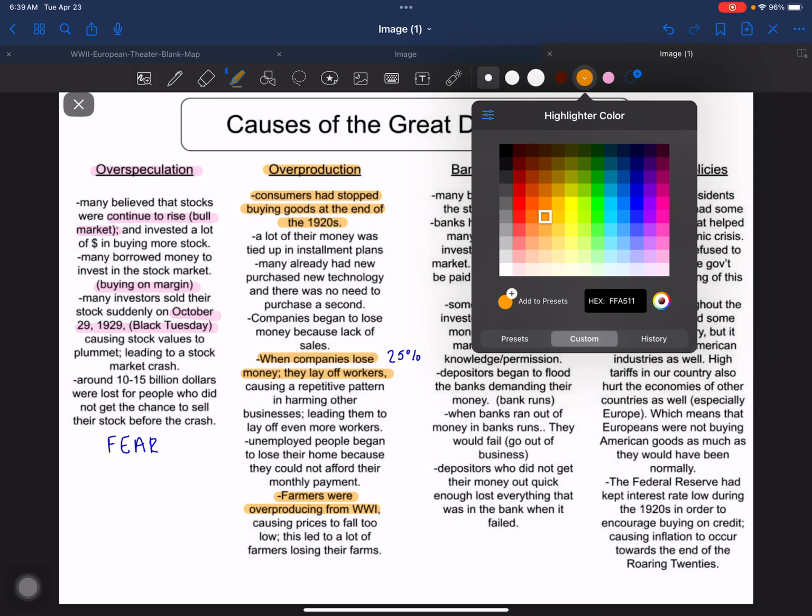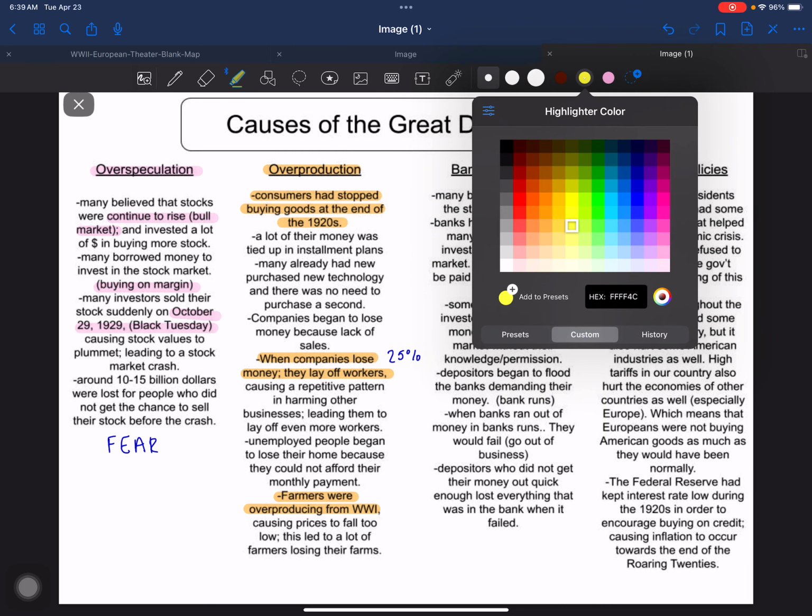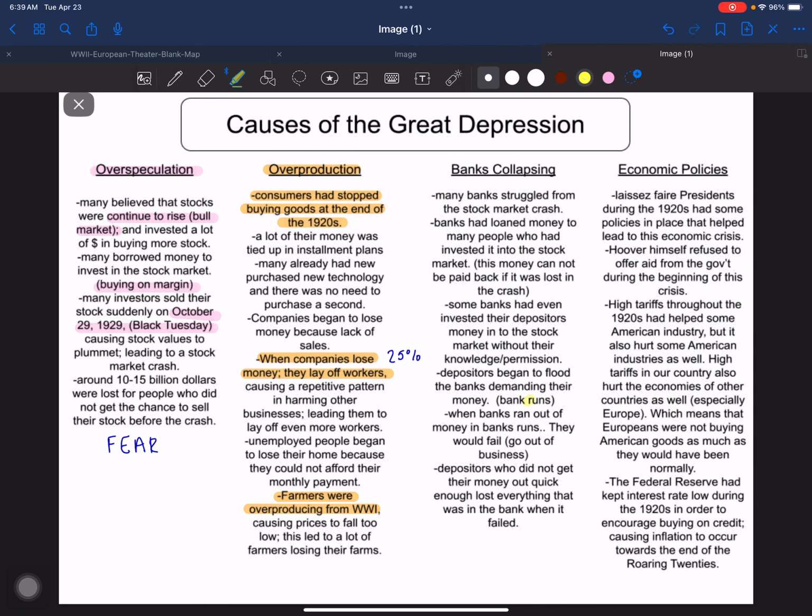The next contribution to our Great Depression is going to be that banks are going to begin to struggle. Our financial system is going to collapse. Many banks had invested money in the stock market without the knowledge of their depositors. And when the stock market crashed, banks didn't have as much money within their possession as what they were supposed to cover all of their depositors.